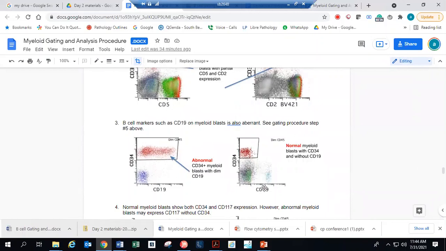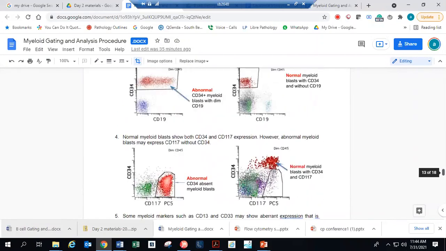Again, CD19 expression. Normally the myeloid blasts are not supposed to have CD19. That's kind of understood, right? CD19 is a B cell lineage specific marker. But when it starts expressing CD19, then you start thinking that there is something abnormal. Do you have an example where it starts expressing CD19? t(8;21). Very good. Yes, t(8;21) starts expressing CD19. So those are abnormal blasts.